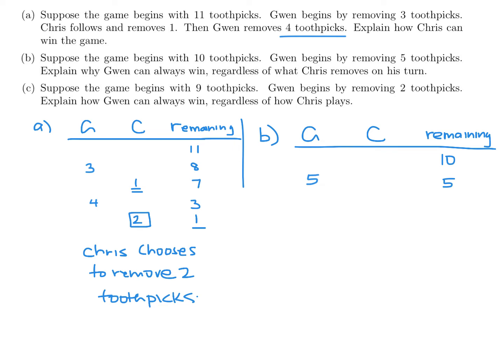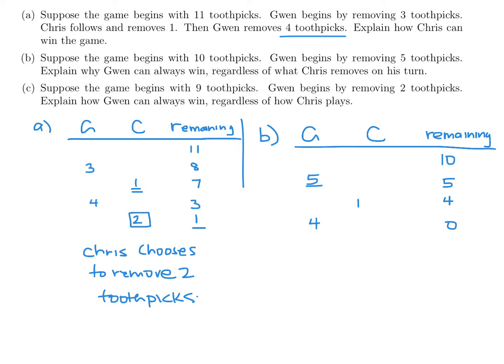Okay, so then now what can Chris do? If Chris removes, let's say, well, Chris cannot remove 5 because 5 has already been done once. So once it's been done once, it cannot be done again. So Chris could remove 1 toothpick. That's possible. And then there would be 4 remaining. And then Gwen can remove all 4. And then she would win.